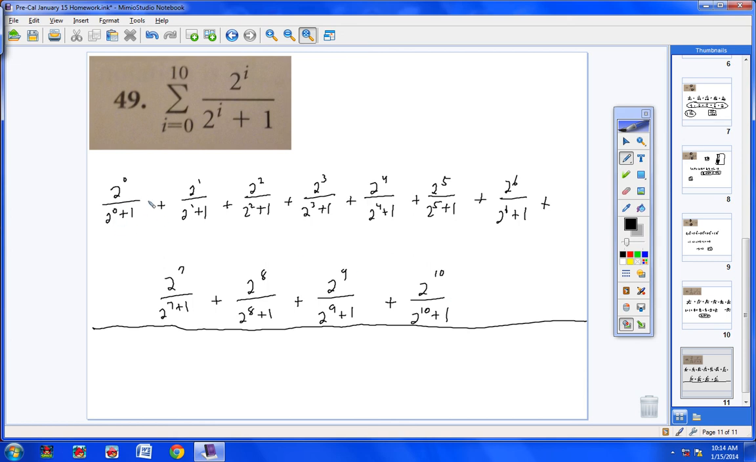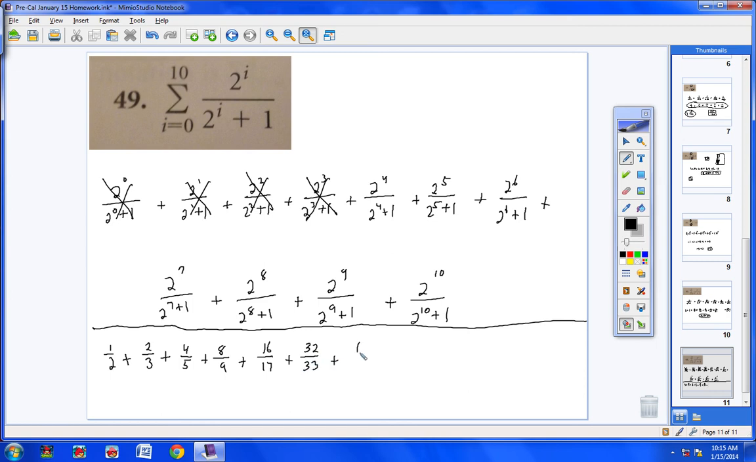Okay, here we go. Here's our first fraction. Anything to the 0 power is 1. So this is 1. 1 plus 1 is 2. So I have 1/2 plus 2 to the 1 is 2. 2 plus 1 is 3. So 2/3. I'm going to cross these off as I do each one. All right, 2 squared is 4. 4 plus 1 is 5, so 4/5. 2 to the 3rd is 8, so this would be 8/9. 2 to the 4th is 16, so it would be 16/17.